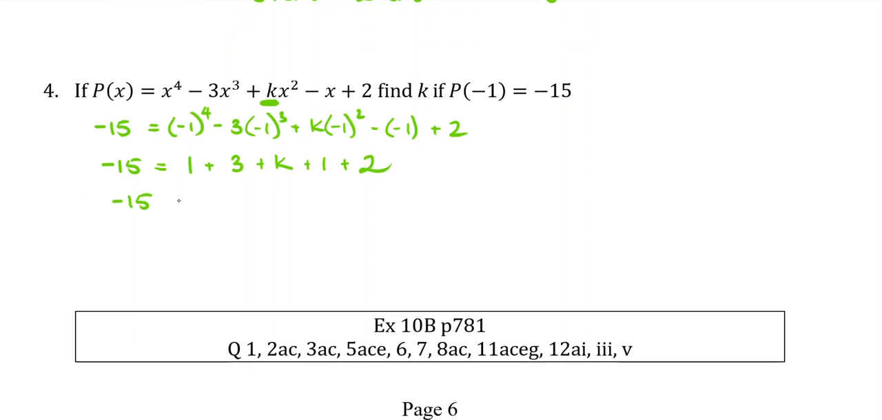Adding together the numbers that are around that k, we have 1 plus 3 is 4, plus another 1 is 5, plus another 2 makes 7. We have 7 plus k, and then subtract the 7 to the other side, and we will get k is equal to negative 22.